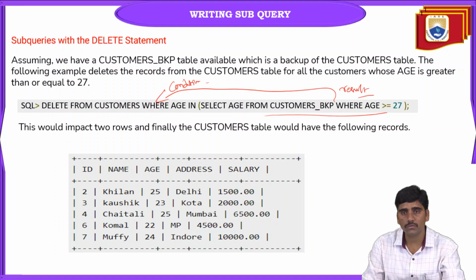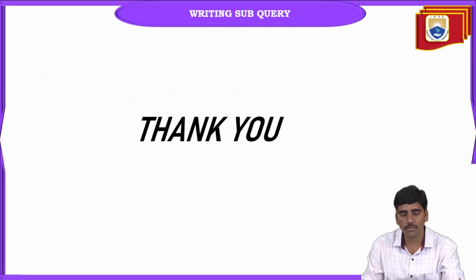So this is all about writing subqueries. Writing subqueries is very important to retrieve values based on the conditions provided for the main query. The result of the subquery acts as a condition for the main query, and based on that we retrieve the values from one table or more than one table. So that is about writing subqueries.